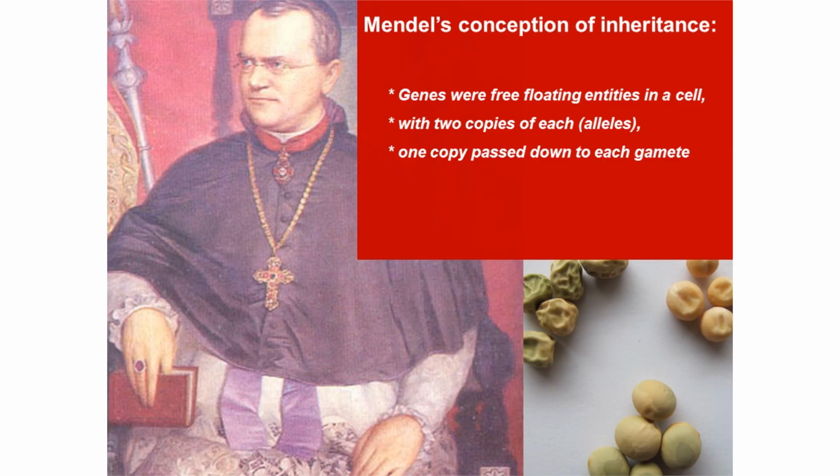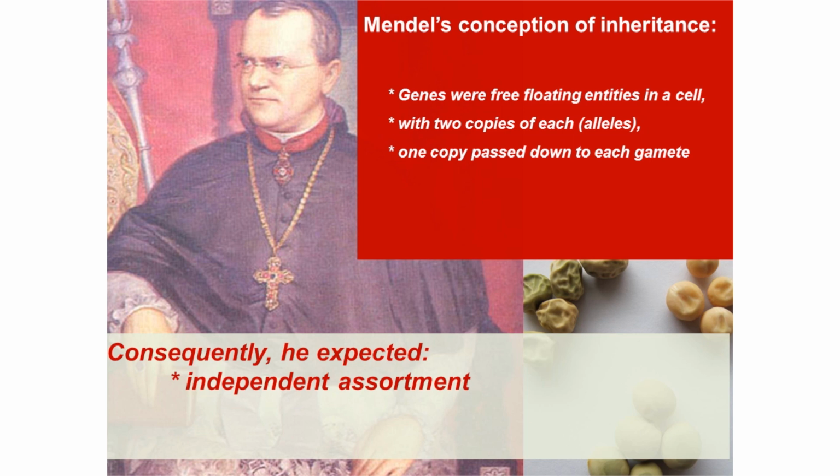Now, Mendel, remember, his conception of inheritance was based on his studies looking at 7 characters in pea plants without any knowledge that chromosomes existed. So he assumed that genes were just these free-floating hereditary factors within a cell. There were 2 copies of each, 2 alleles, and 1 copy got passed down to each gamete. That was his law of segregation.